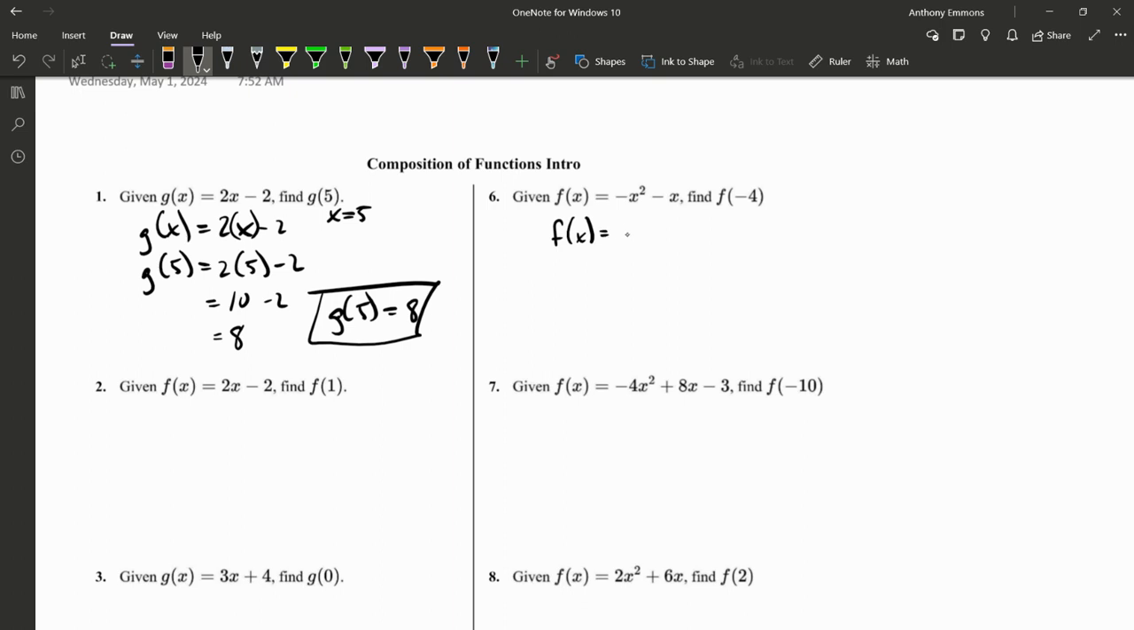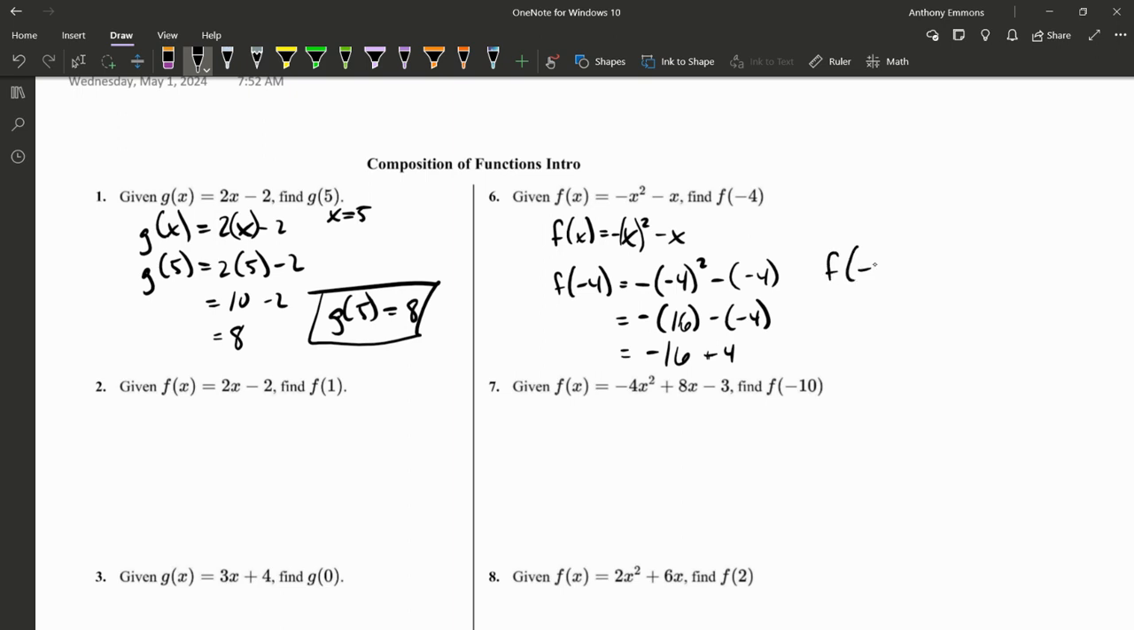Okay, f of x is equal to the opposite of x squared minus x. We're substituting for x. So f of negative 4 is equal to, keeping that negative or opposite symbol, changing x to negative 4, which gets squared, minus, changing x to negative 4. So this equals the opposite of negative 4 squared, which is 16, minus, I'm just going to do one step at a time, so this is negative 16. This will then be plus 4, and that equals negative 12. So f of negative 4 equals negative 12.